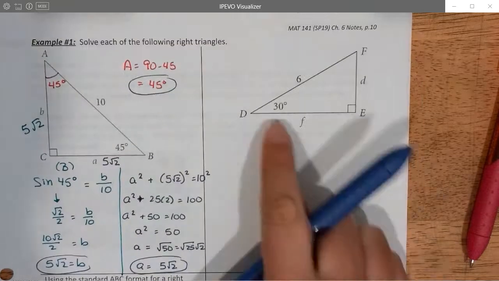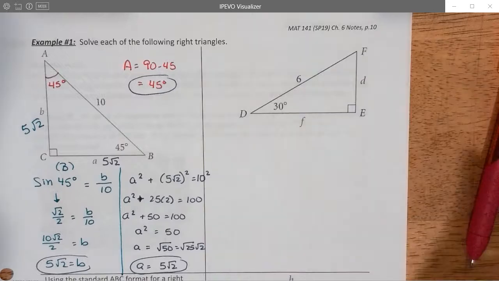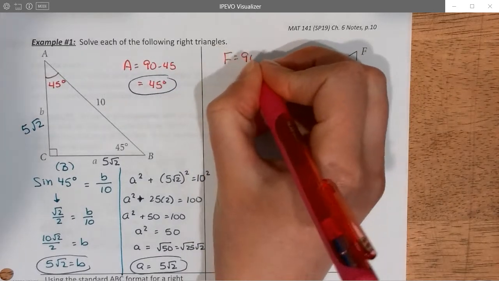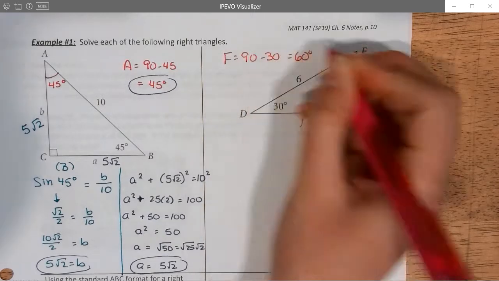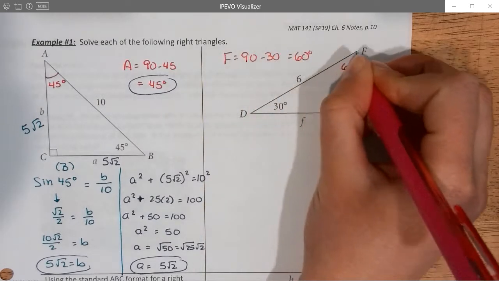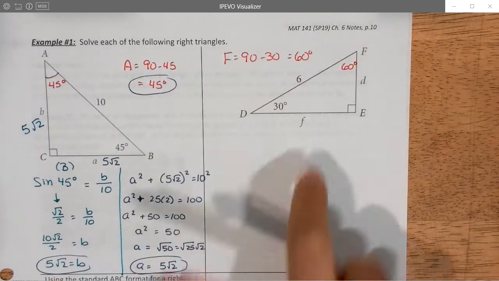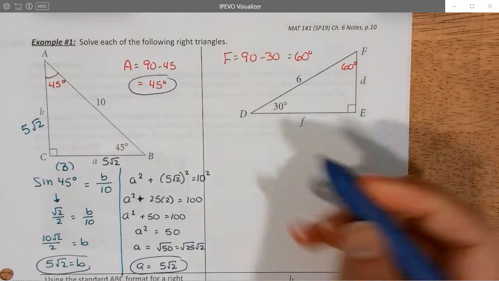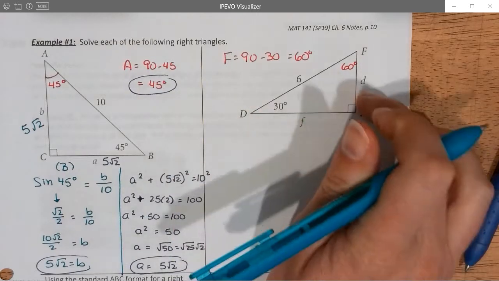In this case, I have a 30-degree angle, and so angle F is going to have to be 90 minus 30, which is 60 degrees. So this angle is 60 degrees. So it's a 30, 60, 90 triangle. I don't know one of the sides, so I get to use some trig again. Let's go ahead and use angle D, and we'll find little d.